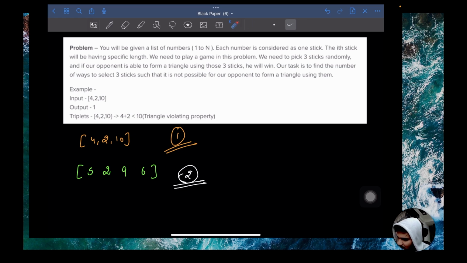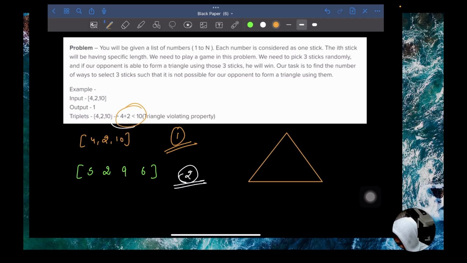If you have to see what 3 sticks won't be able to form a triangle, then you can play with this property. The property says that if you have a triangle with sides of length A, B, C, then for each side, the sum of the other 2 sides should be greater than the current side. That is, B plus C should be greater than A, A plus C should be greater than B, A plus B should be greater than C. If any one of these 3 conditions is violated, you won't be able to form a triangle.